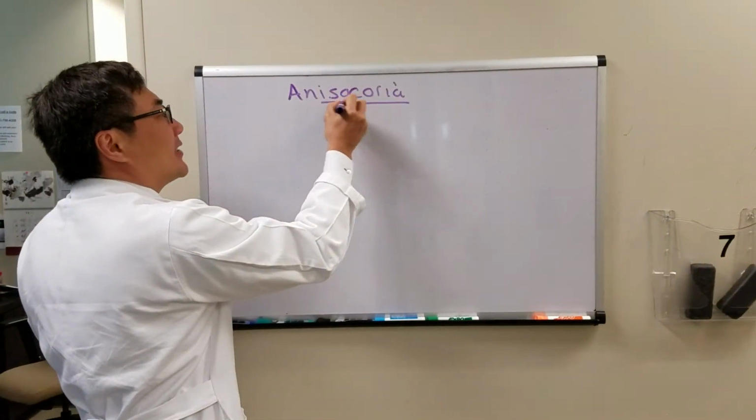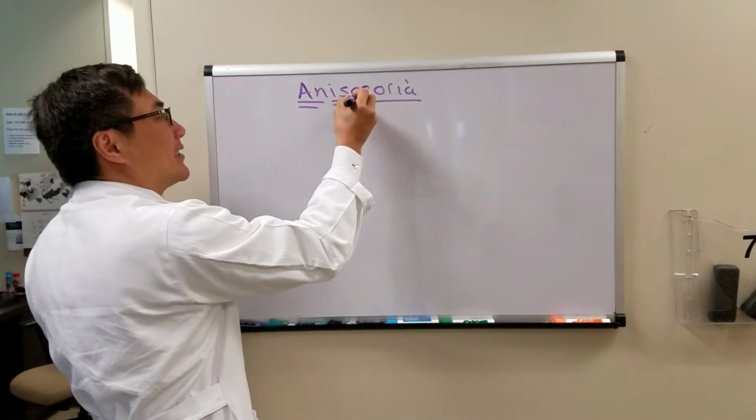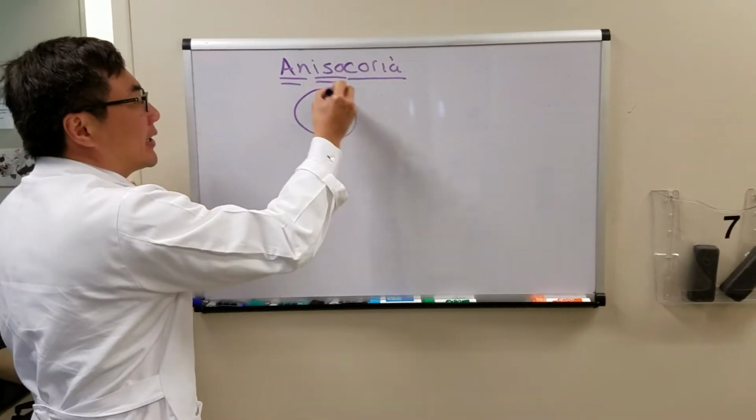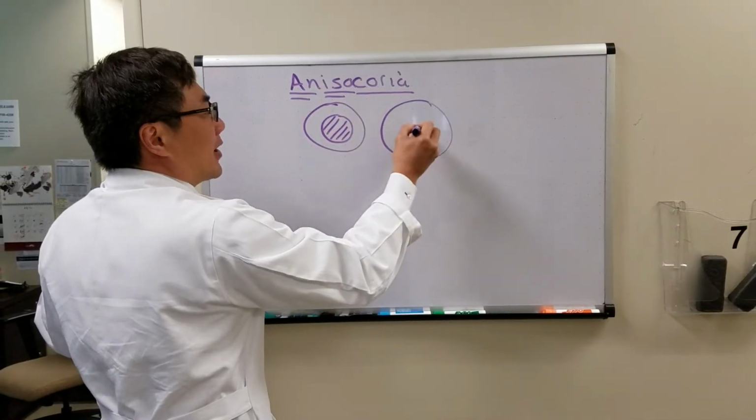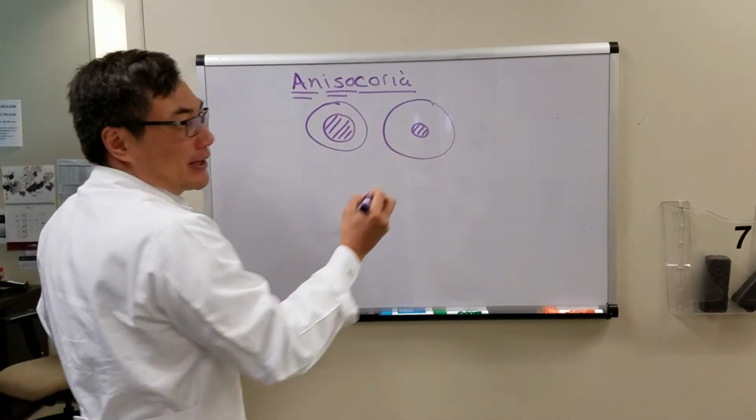Coria means pupil, iso is same, an is not. So not the same size pupil. When we're dealing with anisocoria, we want to figure out, is it the bigger pupil that's the problem, or is it the smaller pupil that's the problem?